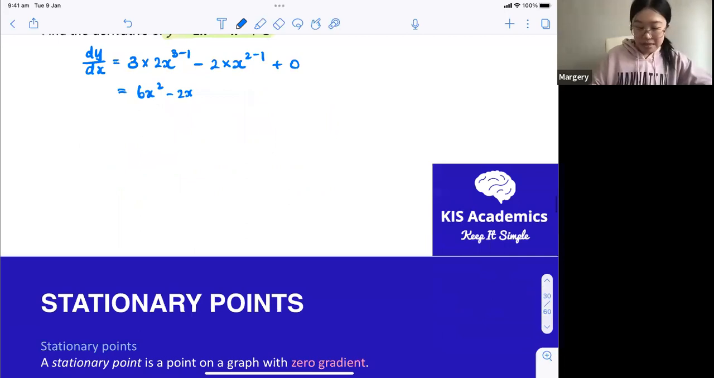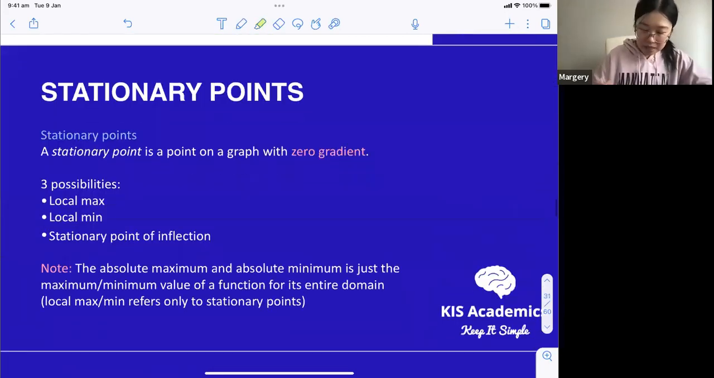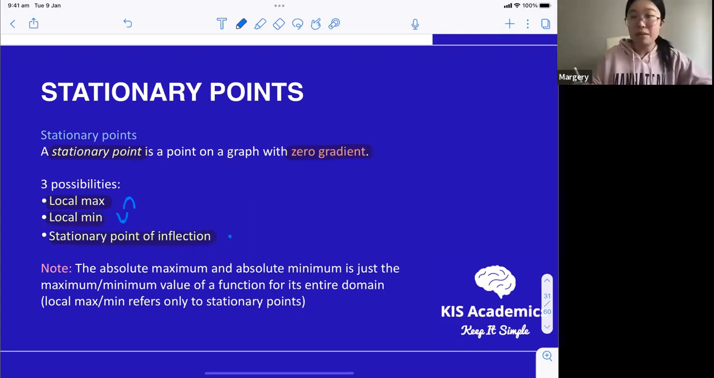We'll move on now to a bit of stationary points. So in terms of stationary points, this relies on differentiation as well. A stationary point is a point on the graph where we have 0 gradient. And there are 3 different possibilities that we could see. We can either have a local max, a local min, or a stationary point of inflection. If it was a local max, it'll look something like this. If it was a local min, it'll look something like this. If it was a stationary point of inflection, then the graph would look something like that. So these are our 3 different possibilities.